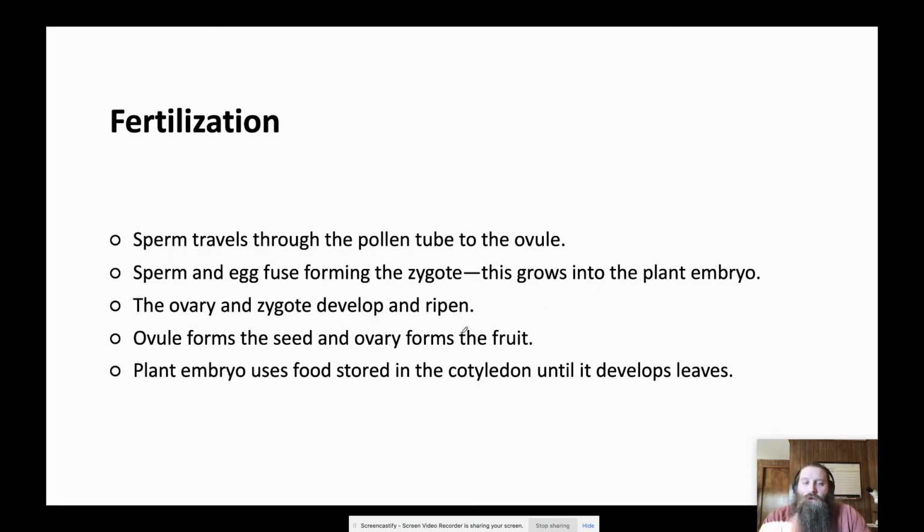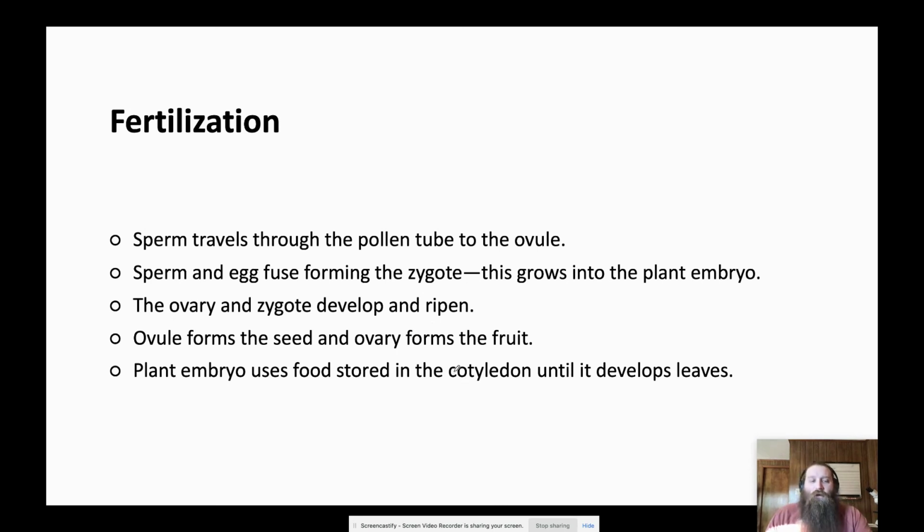Now, once you have fertilization inside a flower, then you're going to form a zygote. And this is a common thing, right? This is a word that we're familiar with. So when we see zygote, we should think fertilized egg. And that's going to become the embryo of our new plant. This is often called ripening.